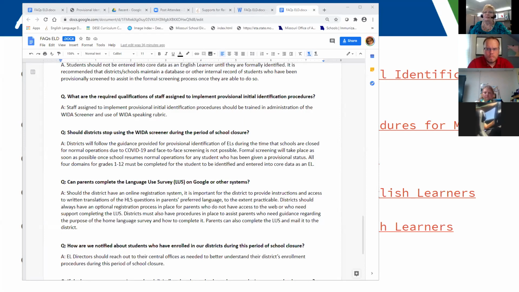Okay, so it should be the same qualifications as the regular screener. They need to know how to use the speaking rubric and how to evaluate and make that judgment of whether the student would qualify or not.